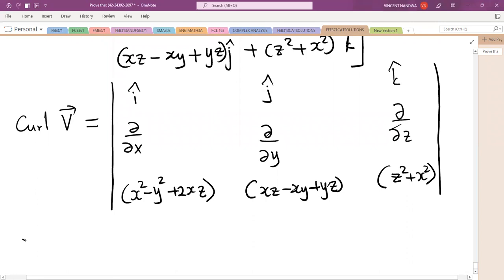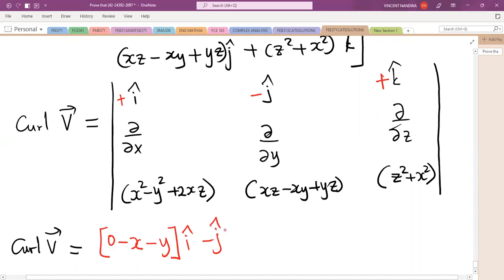Now, which should be given by, expanding along the first row, we know that this has plus sign, minus sign, plus sign. Partial Y of this vector will be 0. Minus partial Z of this one will have minus X and then minus Y. Minus J, close this column, close this row. Partial X of this one will have 2X.